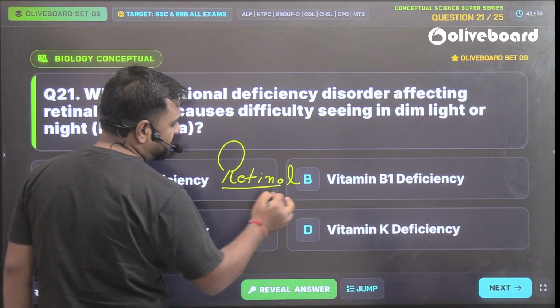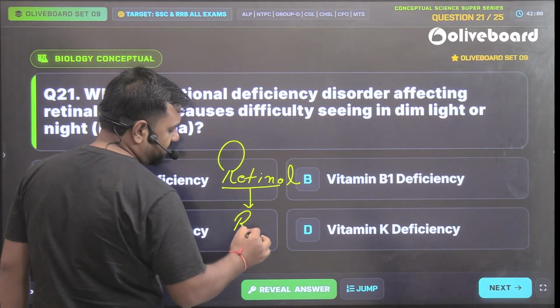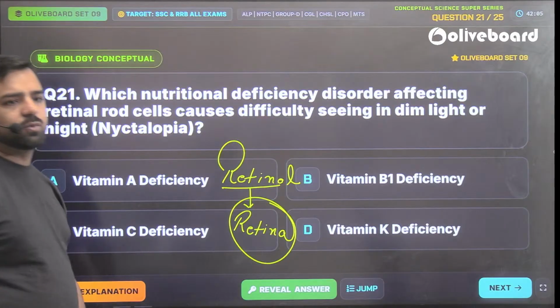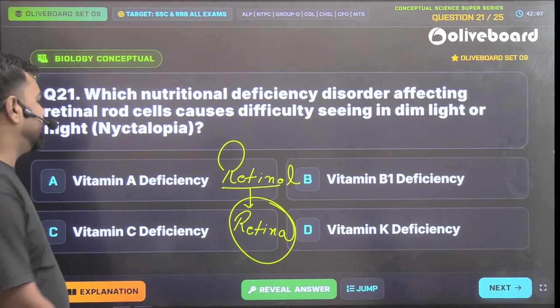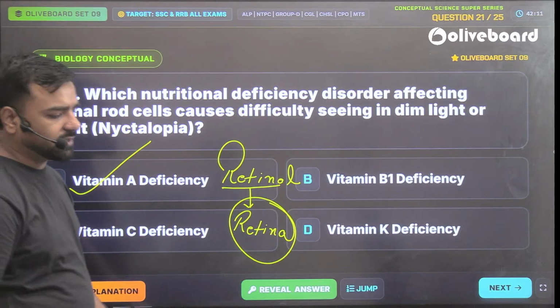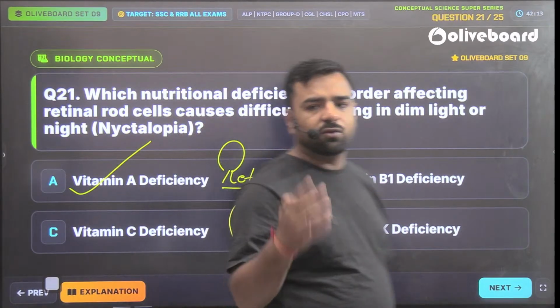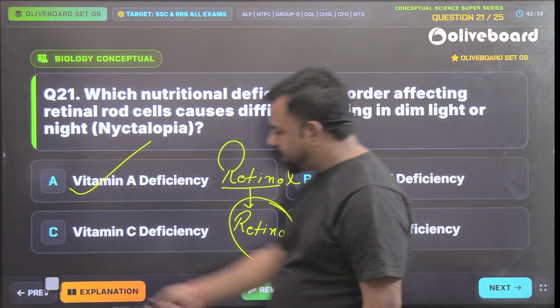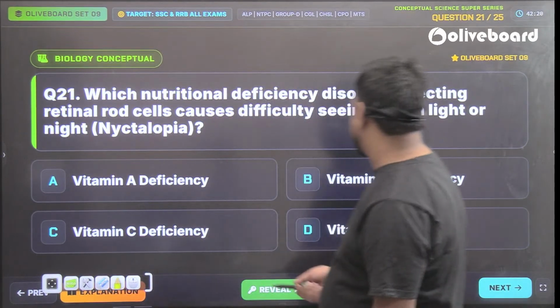And we have discussed this earlier. The term retin is derived from retina. So the deficiency of vitamin A leads to night blindness, or we can say nyctalopia. That's vitamin A's deficiency disease. So if I want vitamin A, what can I have? I can have carrot, I can have spinach, right? Okay, so here option number A is the correct answer.